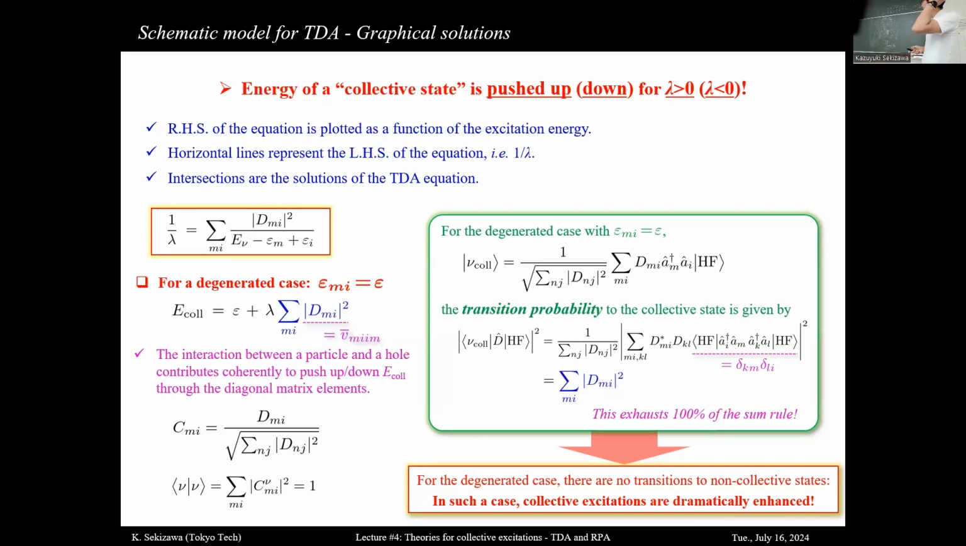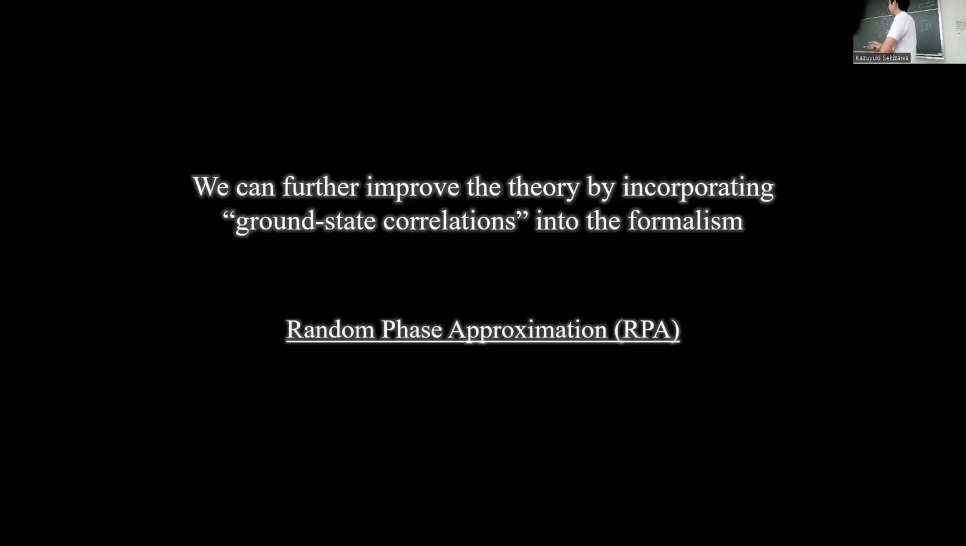But actually, yeah, this is not perfect. I mean, this is a simple approximation. And a more sophisticated description can be obtained with the so-called random phase approximation, RPA, which introduces ground state correlations, or some modification of the ground state through this particle correlation.